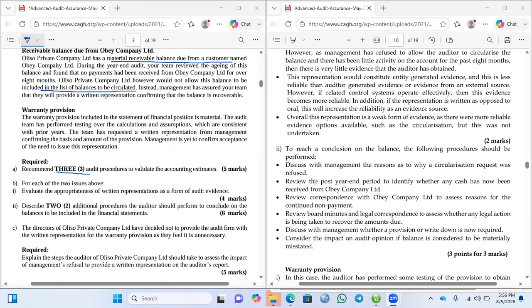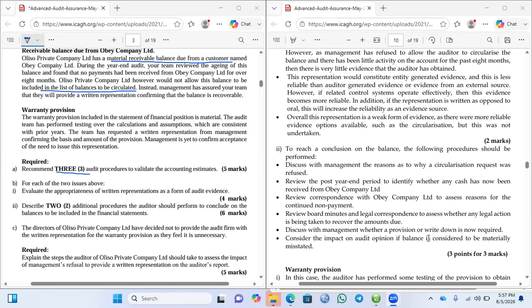The other point says review correspondence with Obe Company to assess reasons for the continued non-payment. Review board minutes and legal correspondence to assess whether any legal action is being taken to recover the amount. Discuss with management whether a provision or write-down is now required. Consider the impact on audit opinion if the balance is considered to be materially misstated.